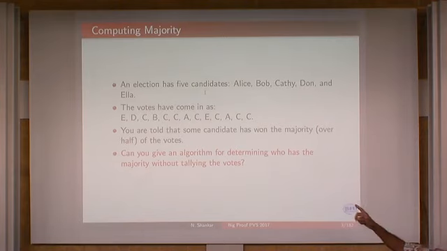So when you see E, for instance, you say E is my current candidate with a lead of 1. Okay. And then you see D, and you say, oops, that cancels the E. So some candidate has a lead, but the lead is 0. Then you see C, you make C with lead 1. Then you see B, you cancel the C. You see C again, you make it with lead 1 again.